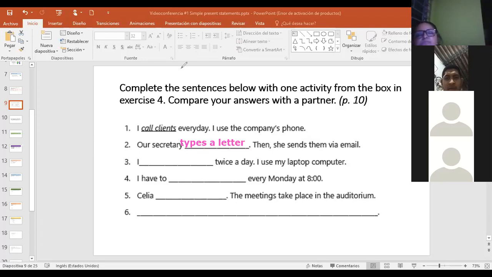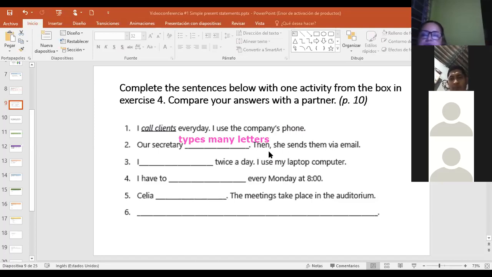How can we fix this? Let's make this plural. How can I make this plural? Many letters. Yes, many. Very good. Many letters. I love when you use quantifiers. Very good. Our secretary types many letters. Then she sends them via email. Now it makes sense. Ahora tiene sentido. Our secretary types two letters, three letters, a lot of letters, dos, tres, cuatro, muchas, muchísimas, right? Then she sends them via email.